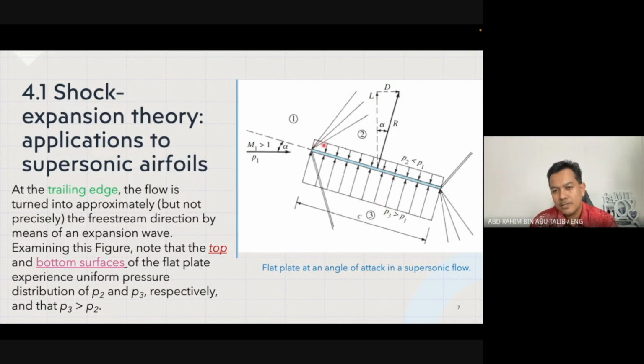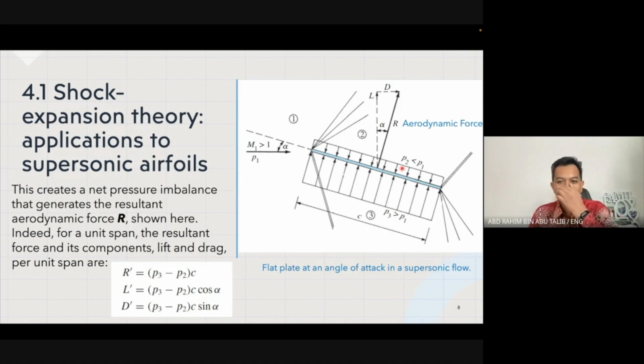You can see that the arrows over there show a uniform pressure distribution from the leading edge to the trailing edge on the top surface. Similarly, on the bottom surface, we have the arrow in the opposite direction, P3, which is distributed uniformly, where P3 is more than P1. Okay, so as we can see here, we know that P3 is greater than P2 because P1 is in between. So P3 definitely is more than P2.